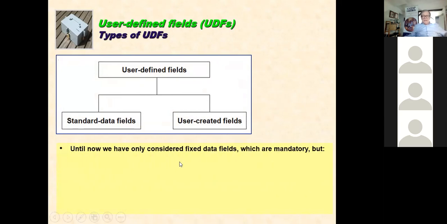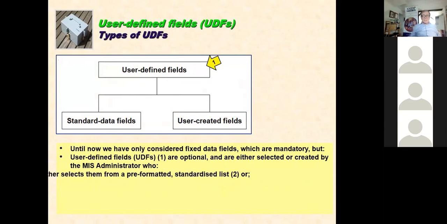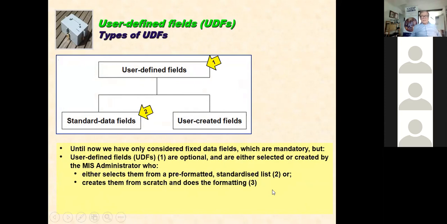Now, until now, we've only considered fixed data fields, which are mandatory, but user-defined fields are optional, so you don't have to have them, and are either selected or created by the MIS administrator, who either selects them from a pre-formatted standardized list or creates them from scratch and does the formatting themselves. Now, that's an important point. Standard data fields exist on the system. You can select them and choose them. They're pre-formatted in terms of the wording, the type of data, whether it's a percentage or a text field. It's all pre-prepared for you.